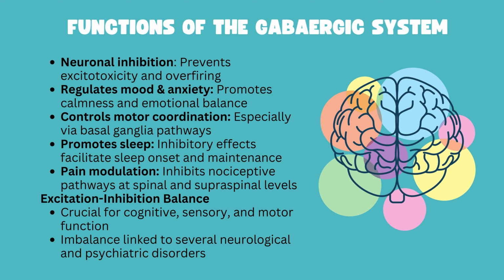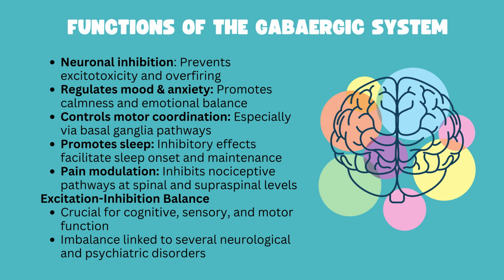3. Controls motor coordination, especially in the basal ganglia, where precise movements are planned and executed. 4. Facilitates sleep. GABA quiets the brain's internal chatter, making it easier to fall and stay asleep. 5. Modulates pain. It dampens pain signals both in the spinal cord and higher brain centers.